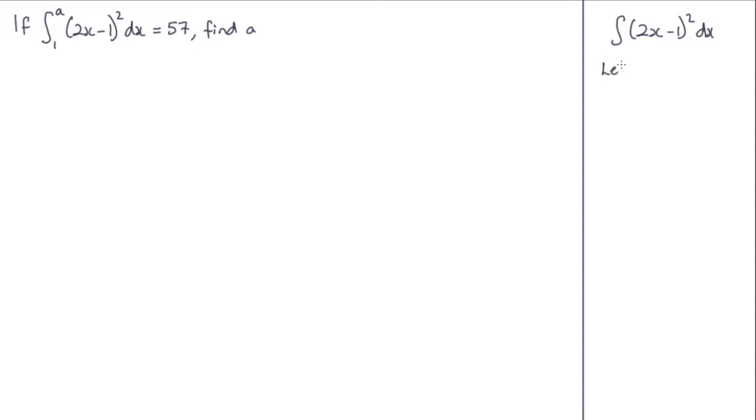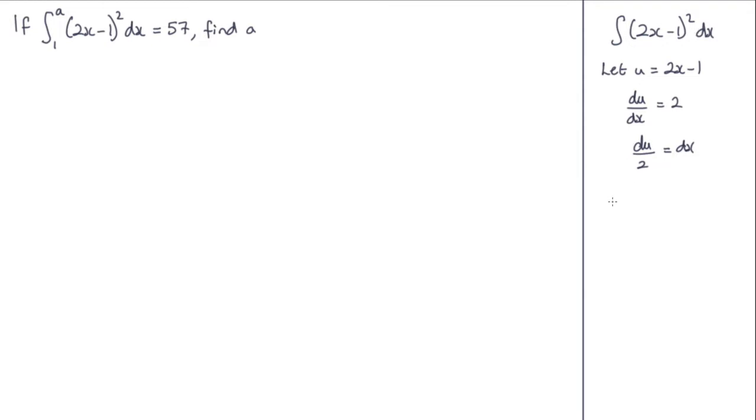I'm going to say let u equal 2x minus 1. So du by dx will equal 2, and therefore du over 2 will be equal to dx. And now I can perform that substitution.